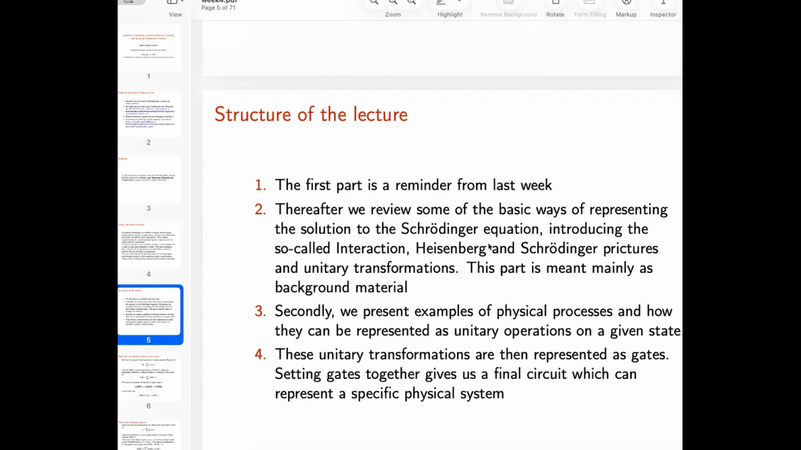So this first part, as you see here, is essentially us reminding ourselves about some basics. And then we are going to look at some of the physical processes. And then in the second part of the second lecture, we're going to look at the gates. And we are going to link this with project number 1 and some simple examples.